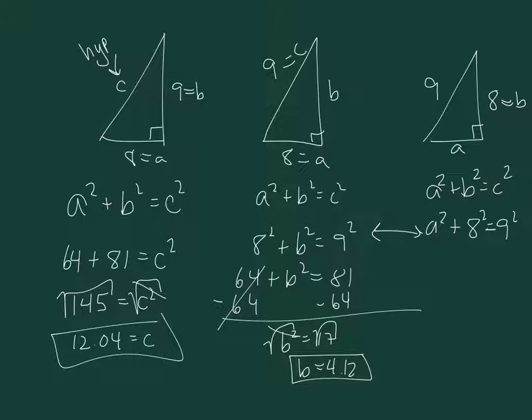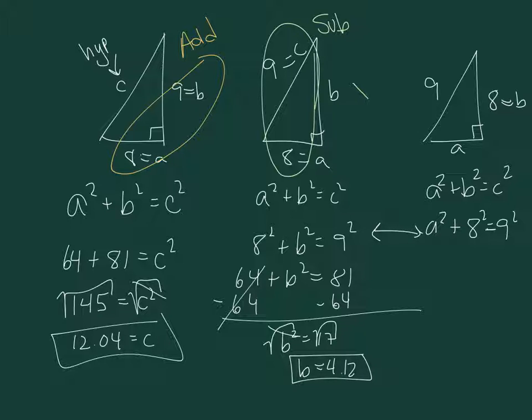Essentially, what I want you to notice is if I have two legs, I'm adding. If I have a leg and a hypotenuse, I subtract. So leg and hypotenuse, subtract; two legs, I add.